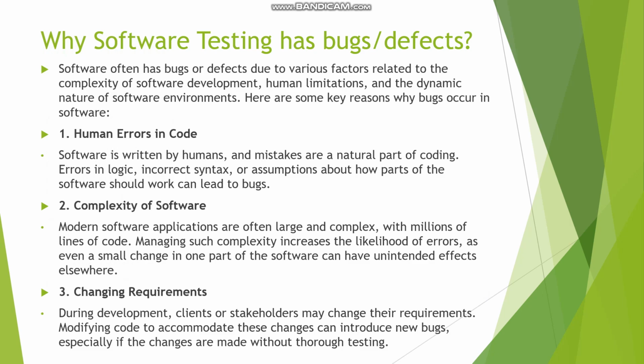Number two is complexity of software. Modern software applications are often large and complex with millions of lines of code. Managing such complexity increases the likelihood of errors, as even a small change in one part of the software can have unintended effects elsewhere in other parts of the software. If one bug is fixed, another will rise.